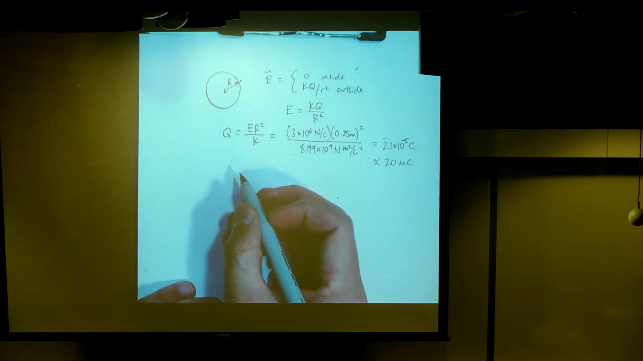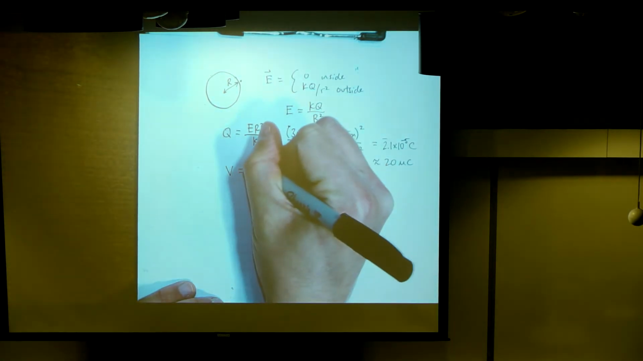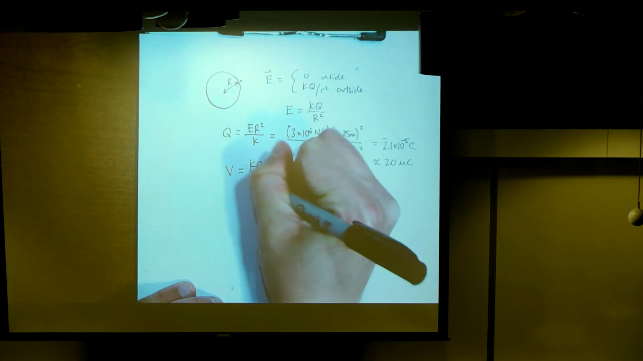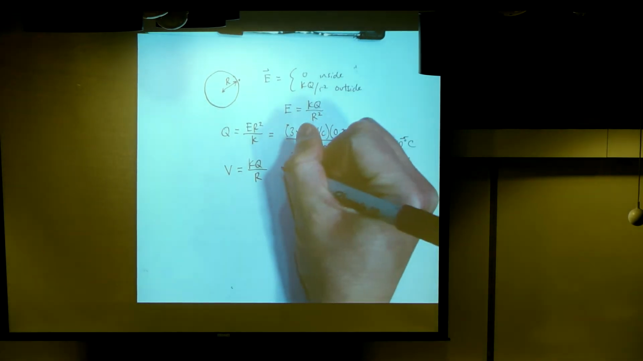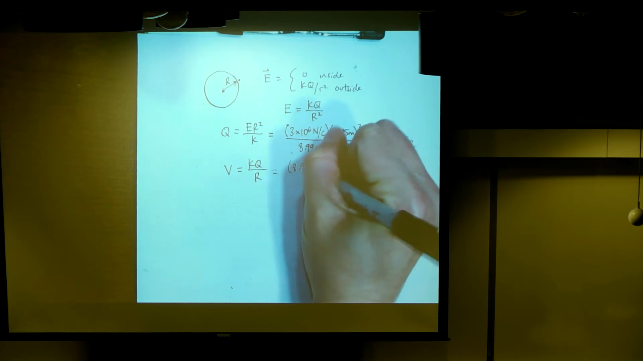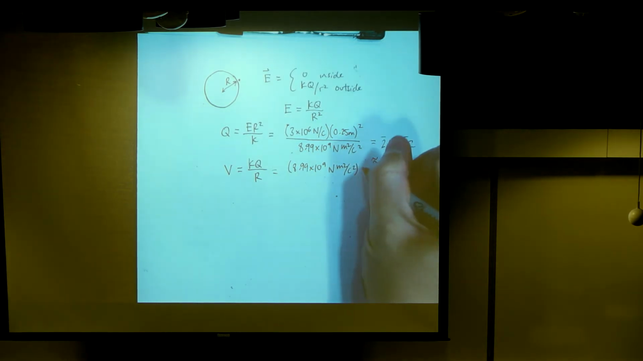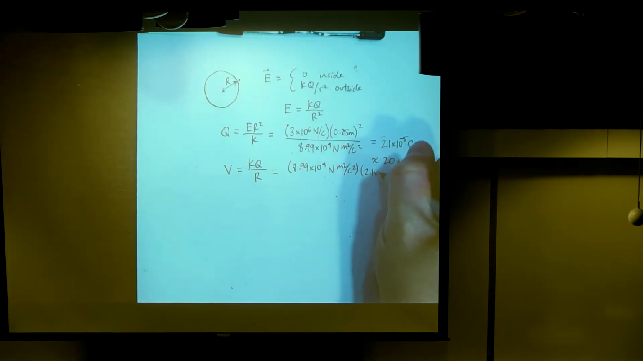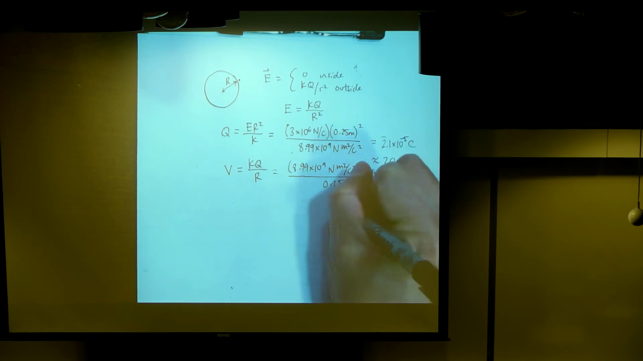So let's do the next step. V, right? At the very surface we just worked out is kq over r. And of course we'll plug in the radius of the sphere if we're interested in a point that's just above the surface of the sphere. So here we have k, once again, 8.99 times 10 to the 9 newtons meters squared per coulomb squared. Then we'll take our q value, 2.1 times 10 to the minus 5 coulombs, and then divide by the radius, 0.25 meters. Now, can someone tell me what that works out to?